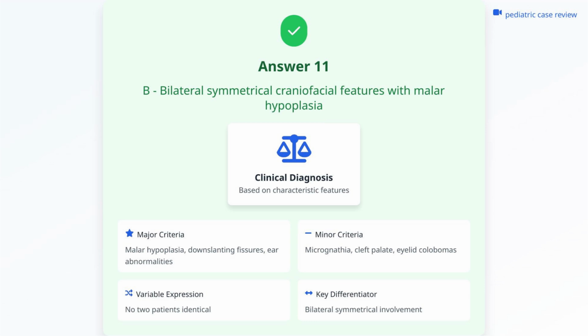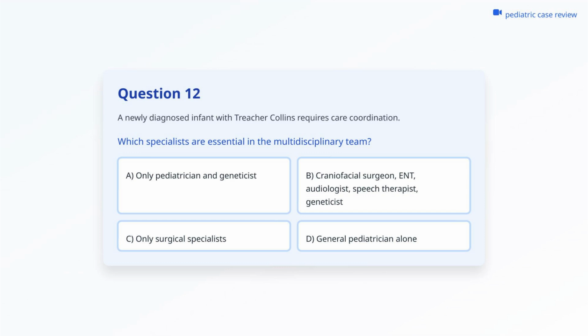Diagnosis is primarily clinical, requiring bilateral symmetrical craniofacial features, specifically malar hypoplasia with characteristic facial appearance. Major criteria include zygomatic hypoplasia, downslanting palpebral fissures, and ear malformations. While genetic testing confirms diagnosis, characteristic clinical features alone suffice. Symmetrical bilateral involvement distinguishes Treacher Collins from hemifacial microsomia. The correct answer is B.